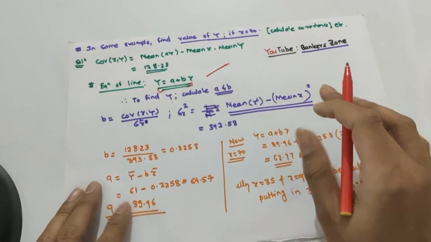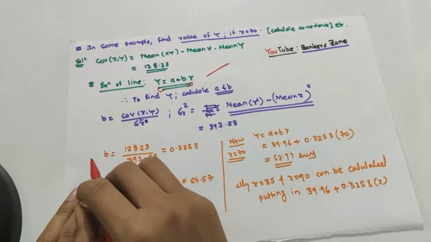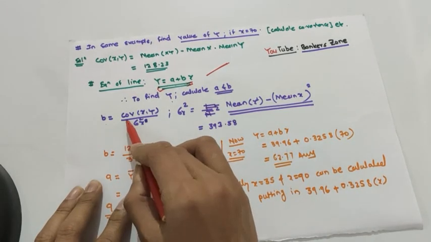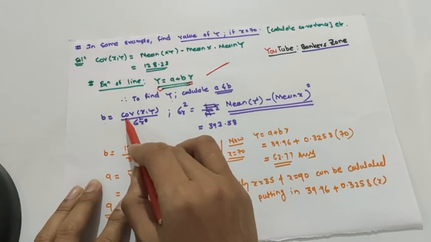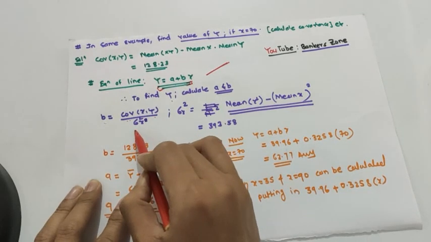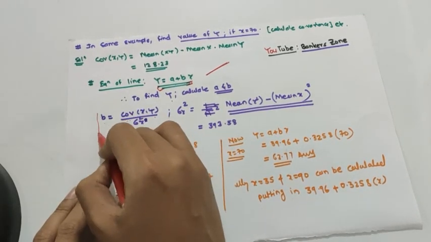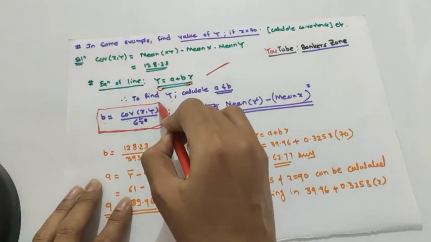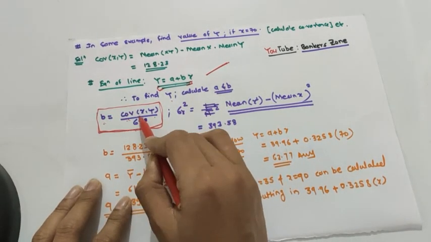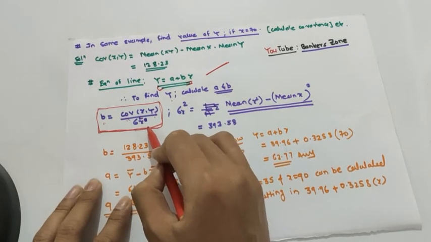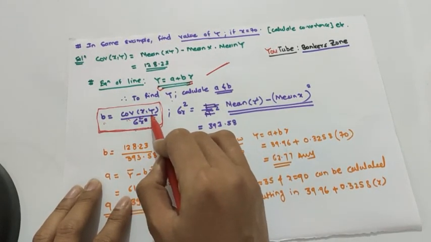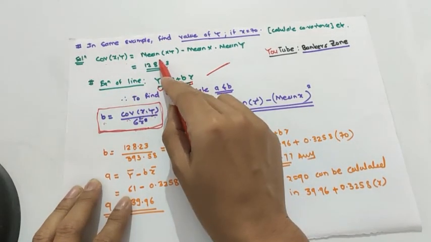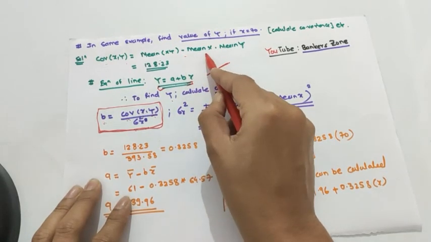To calculate the value of b, you have to remember that b is the covariance of xy upon sigma x square. Very important, this formula you have to remember, there is no option, only one or two formulas you have to remember. Now what is the covariance of xy? Covariance of xy is mean of xy minus mean of x into mean of y.